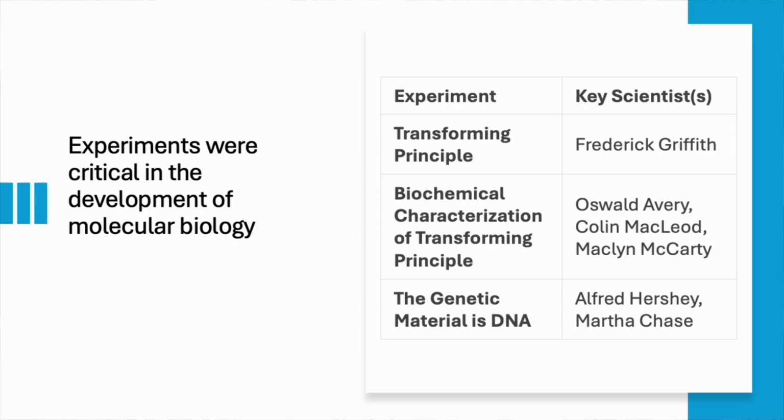This chapter continues with some experiments which were critical in the development of molecular biology. When you learn these experiments, learn the procedure, observation, and conclusion. For example, Frederick Griffith's experiment: the procedure, the organisms involved like mice and Streptococcus pneumoniae, the observation, and the conclusion he drew, that there is a transforming principle transferred from S-type bacteria to R-type bacteria, which transformed R-type bacteria to S-type bacteria.